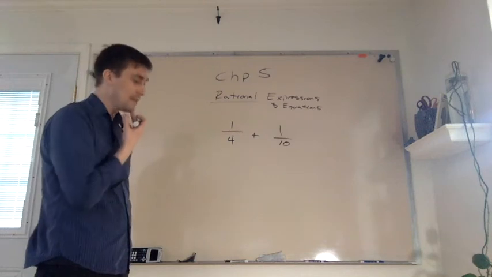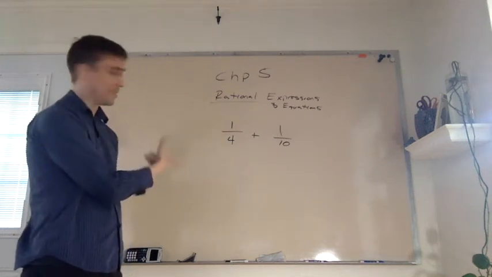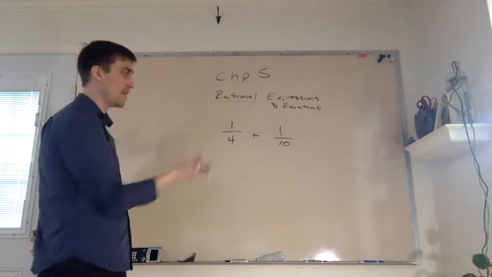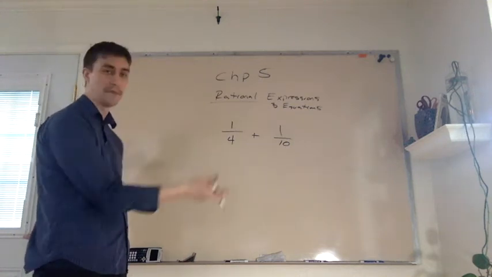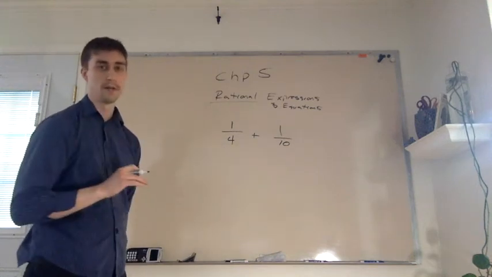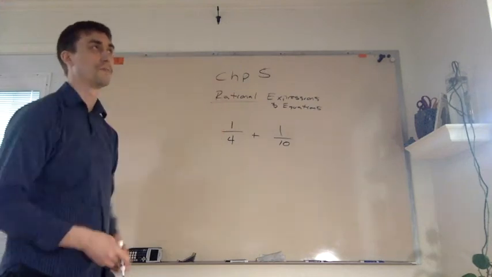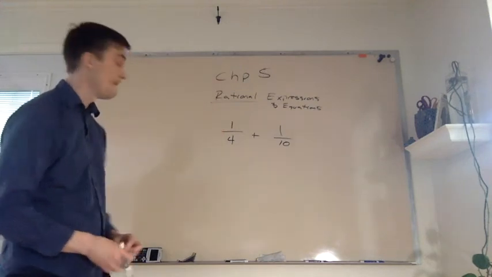A lot of times, you can just think about it. So it's 20, right? Because 4 does not go into 10, so it's not 10. The next multiple of 10 is 20, and 4 does go into that. So the smallest thing that they both share is 20. The smallest multiple of both 4 and 10 is 20.